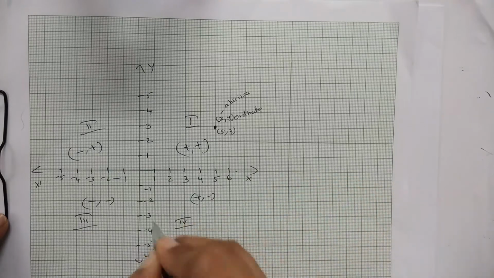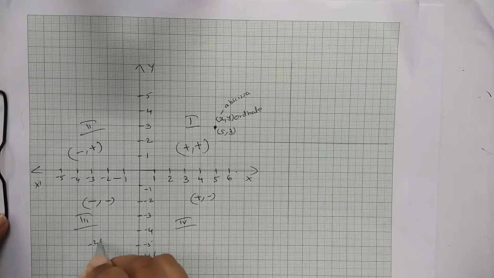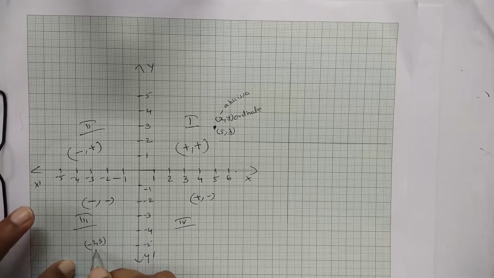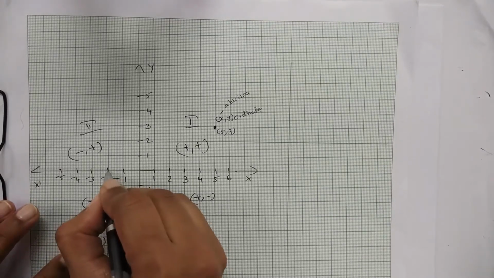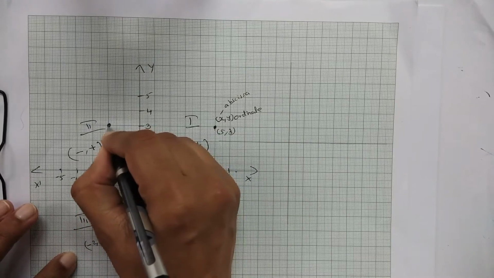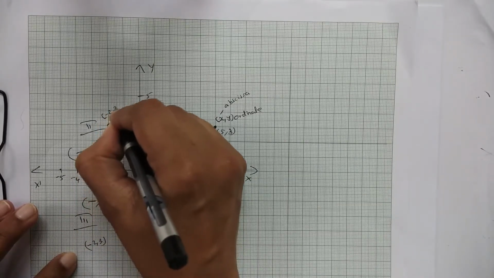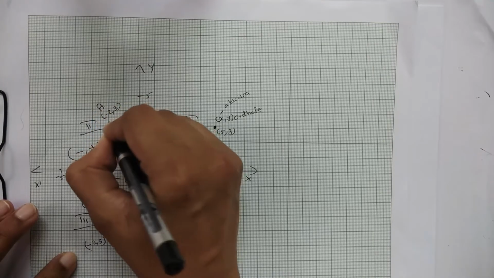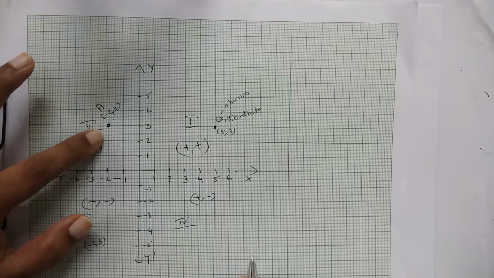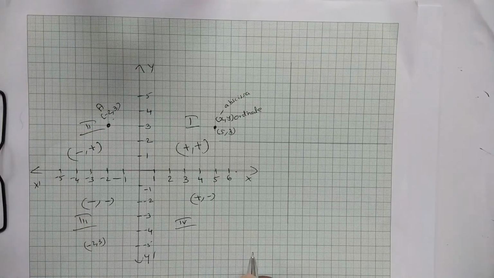Suppose they give minus 2, 3 as a point. Where exactly is the location of this point? Minus 2 is from the x-axis and 3 from the y-axis. So this is the position of the point minus 2, 3. Suppose A is a point here, so minus 2, 3 are the coordinates. This is exactly how we denote it. I hope you understood this Cartesian system.